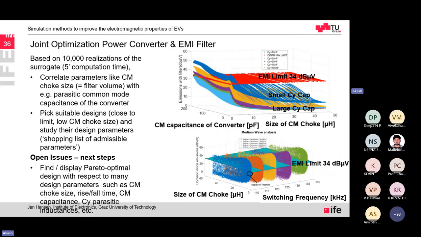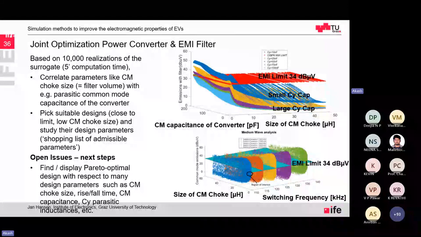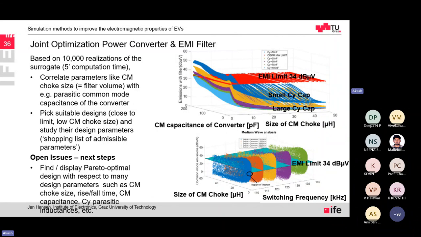And we see here there are those Pareto fronts where we can choose optimal designs which just fulfill our EMC limits. So they are not that costly and they have good properties, for instance, small size or easy design or little cooling. This is what we are looking for. And as I said, right now we are investigating these figures.